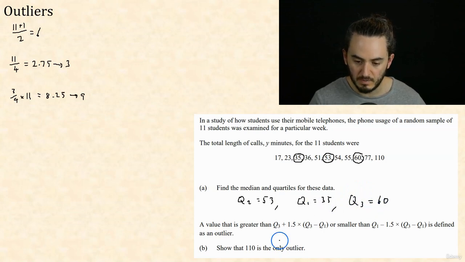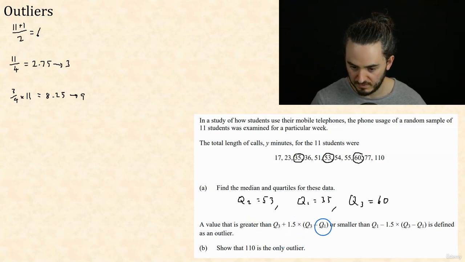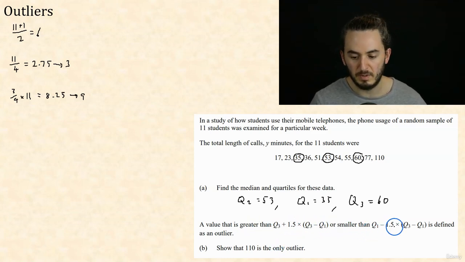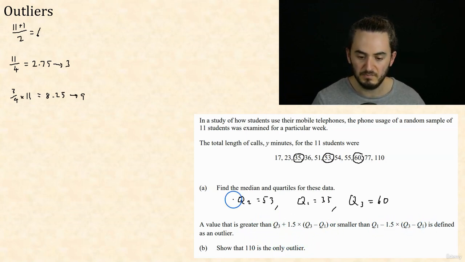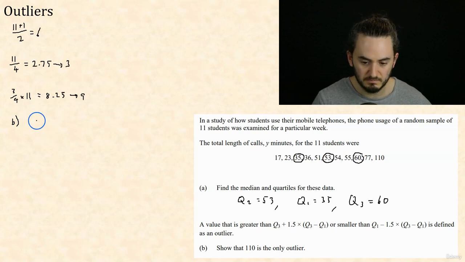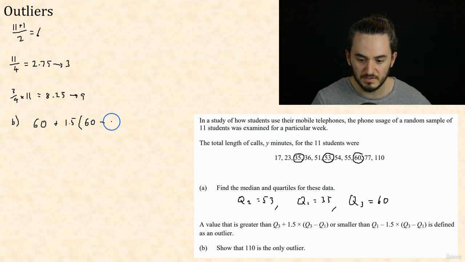Now they've given us their rule: a value that is greater than Q3 plus 1.5 lots of the interquartile range, or smaller than Q1 minus 1.5 lots of the interquartile range, is defined as an outlier. Show that 110 is the only outlier. So we're looking for the upper bound and the lower bound here. The upper bound is Q3, which for us is 60, plus 1.5 lots of the interquartile range, which is 60 minus 35. So that's 60 plus 1.5 lots of 25.